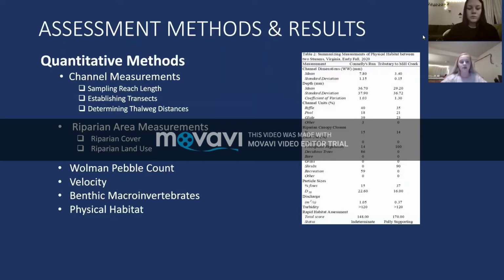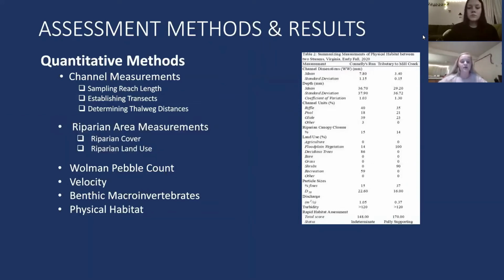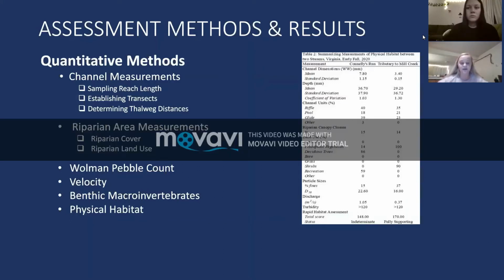So for channel measurements, there's a sampling reach length, and this was determined by dividing our sample reach distance by 10 and adding that value to each transect. For Connelly's Run, the length was 277 meters, whereas the Tributary to Mill Creek had a length of 80 meters.